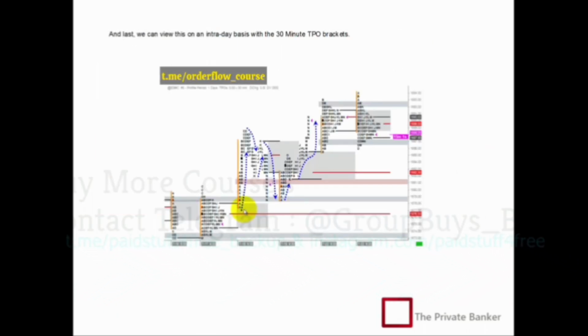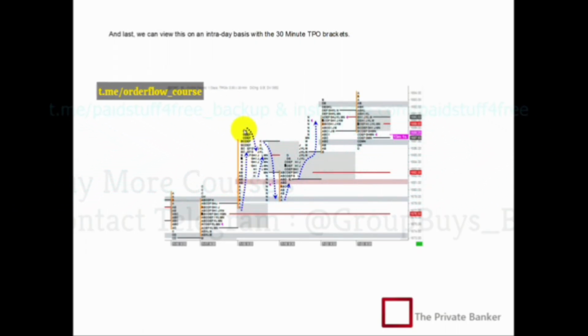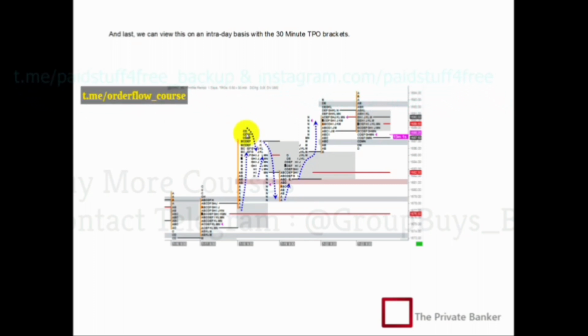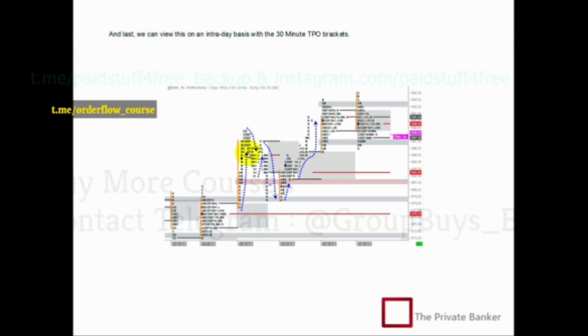We can also see this on an intraday basis. So in this example here, we have the A period and B period, a very strong push higher. C period continues to push higher, and then in the D period, we see that it's somewhat of an inside bar, but it can't take out the previous high. And then of course the E period comes in and takes out that low.